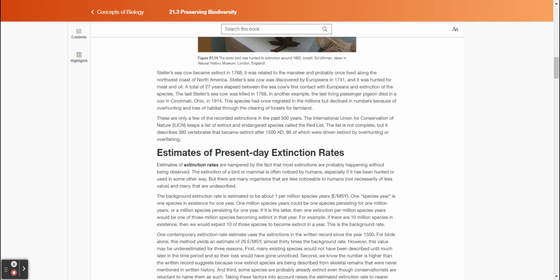The International Union for Conservation of Nature, IUCN, keeps a list of extinct and endangered species called the Red List. The list is not complete, but it describes 380 vertebrates that became extinct after 1500 AD, 86 of which were driven extinct by overhunting or overfishing.